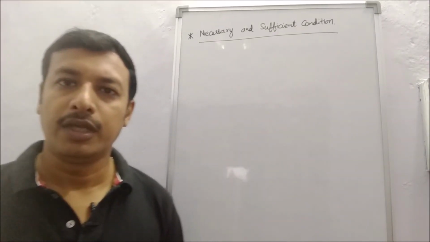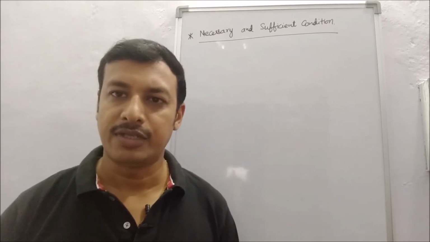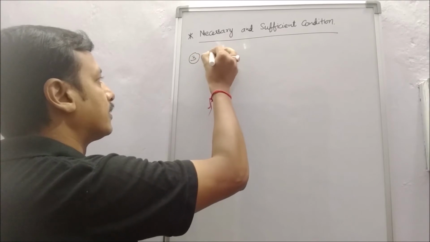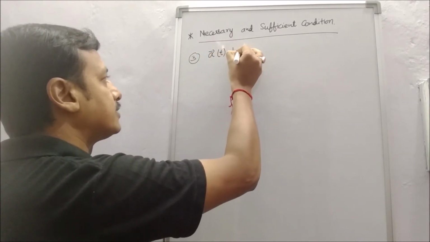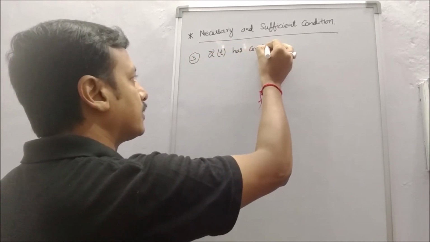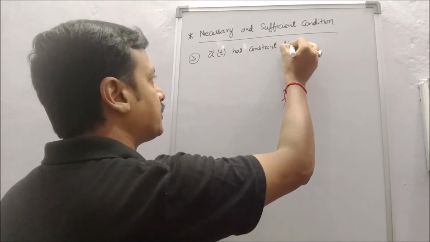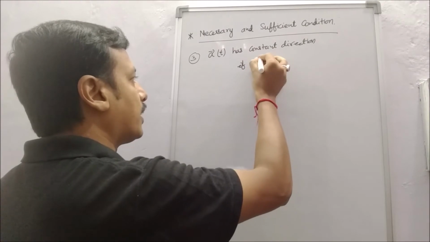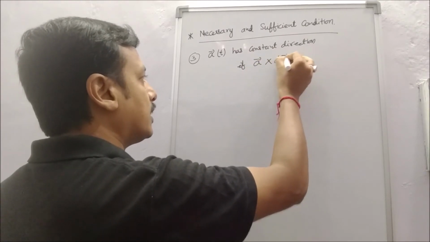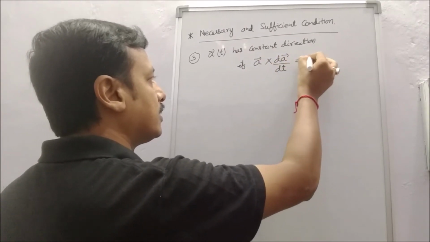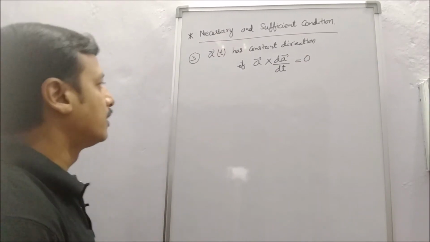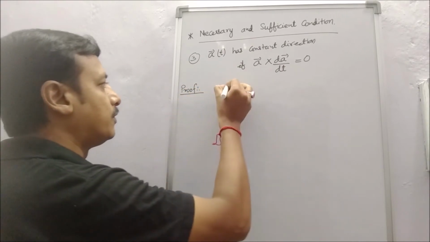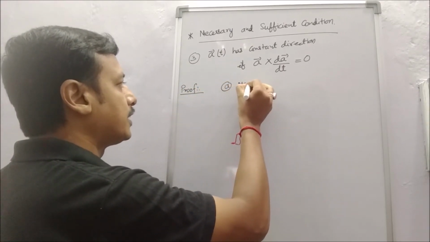The third property of necessary and sufficient condition is that vector A(t) has constant direction if vector A cross dA/dt is equal to 0. So proof, number 1, necessary condition.